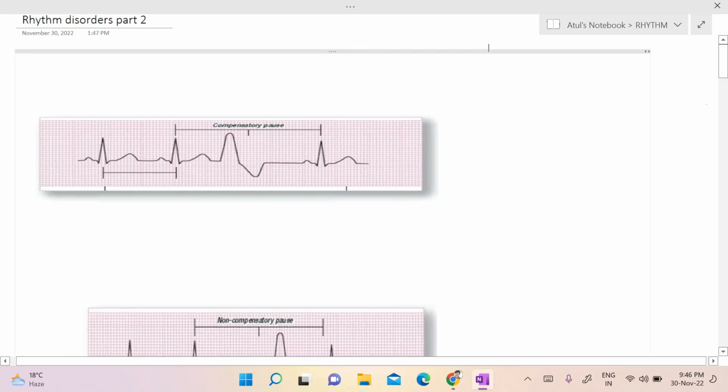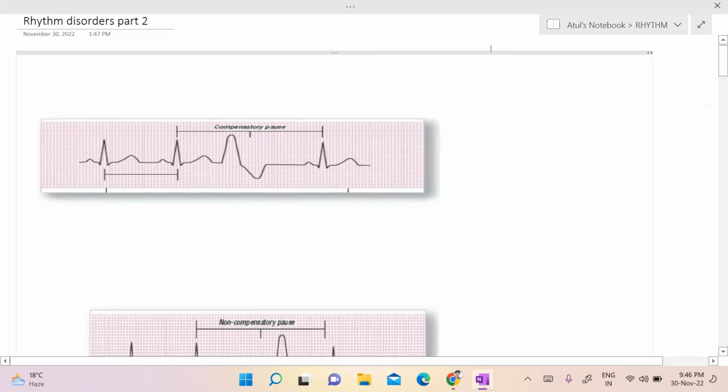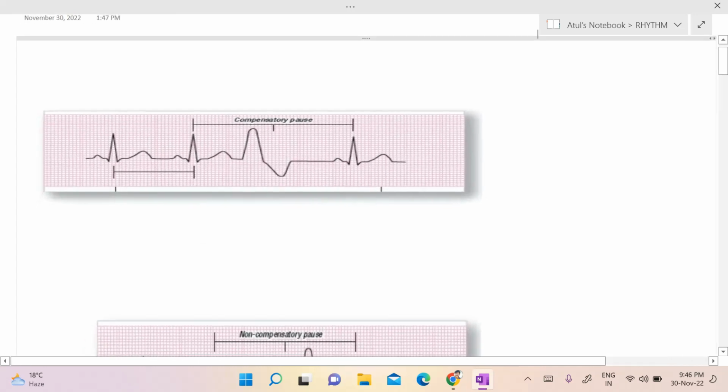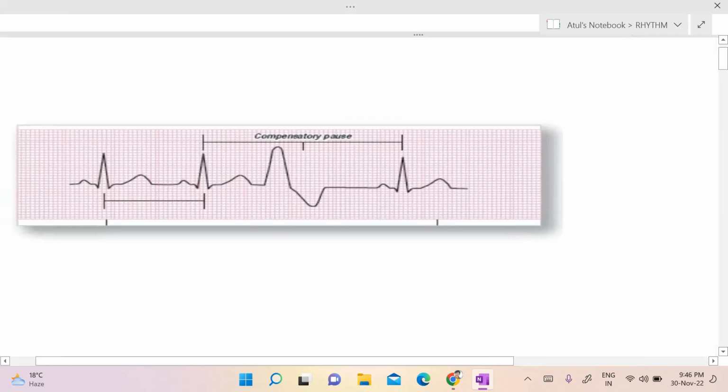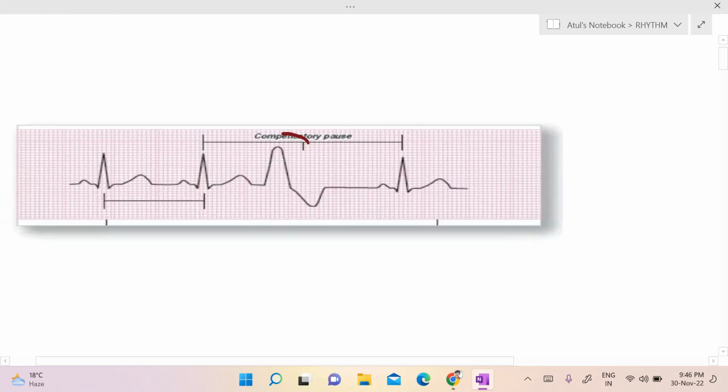Hello everyone. So today we will start our second video on rhythm disorders. Today we will mainly discuss ventricular rhythms. In the previous video we discussed supraventricular rhythms such as junctional rhythm, atrial rhythm, normal sinus rhythm and sinus arrhythmia. So today we will discuss ventricular rhythms.